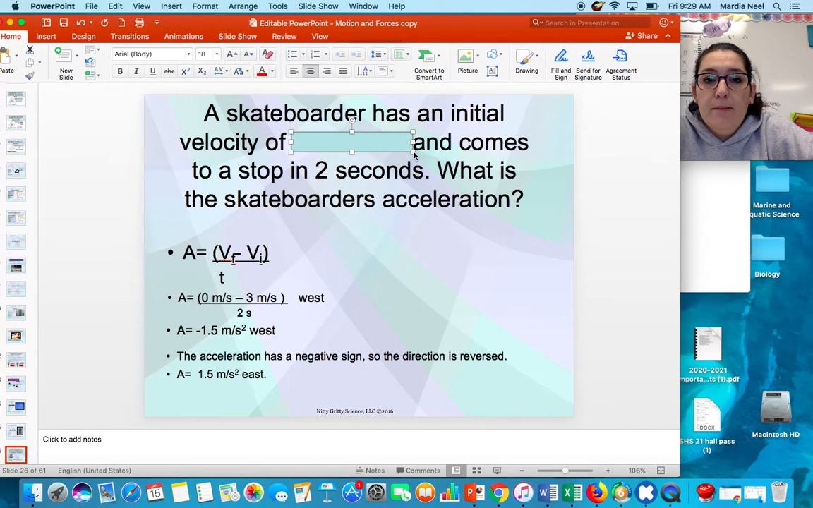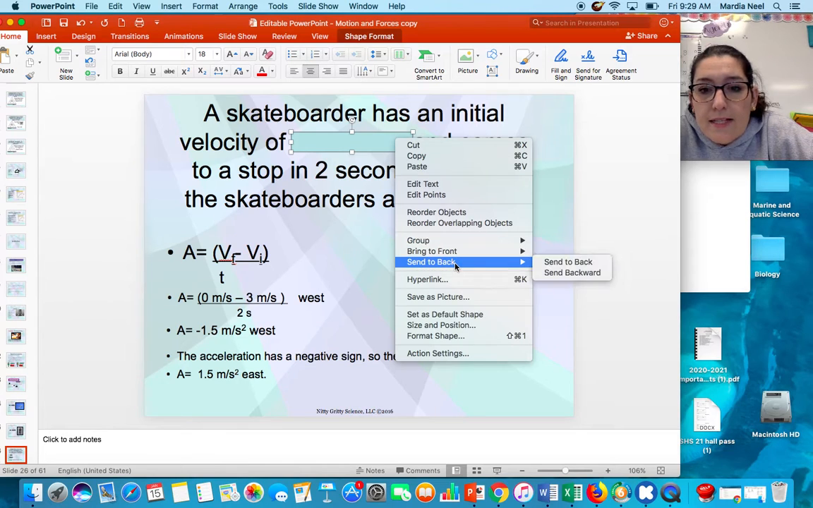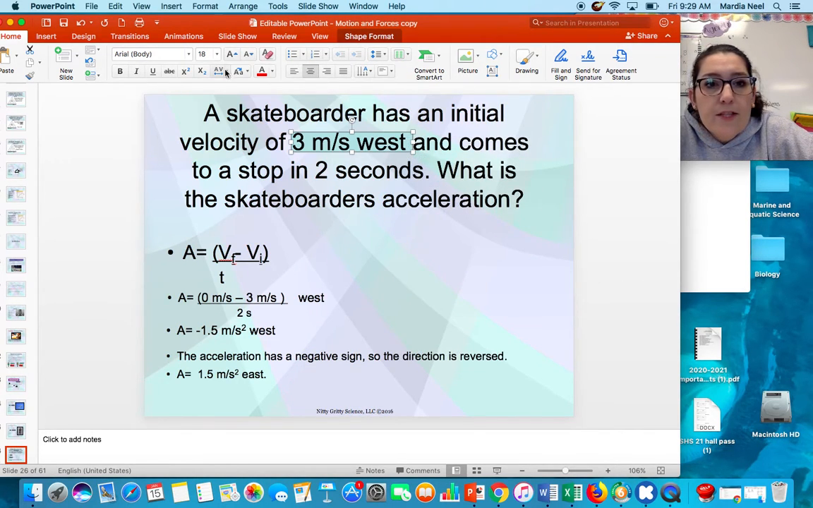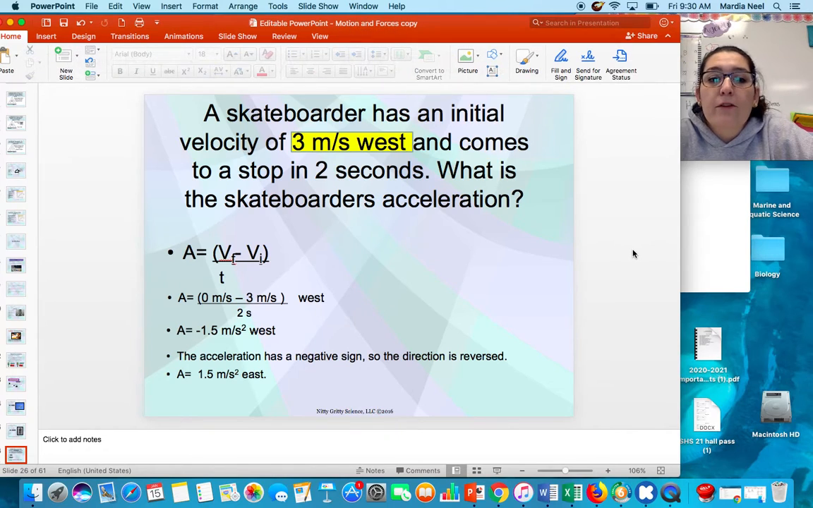And I'm going to make my initial velocities. It wants to make them blue. I don't want to make them blue. Let's send to back. And let's change that color to, I don't know. How about purple? Ooh, we can't see purple. Yellow. All right. So our final velocity, our initial velocity is yellow.